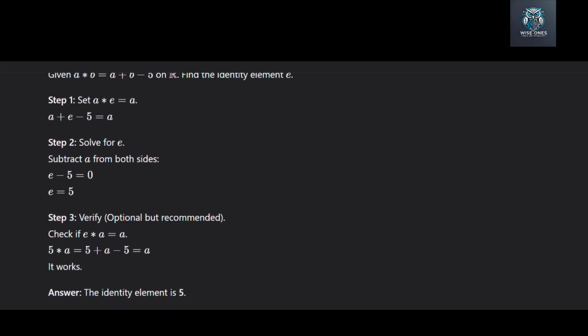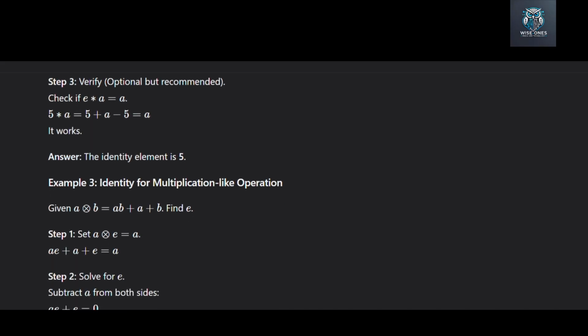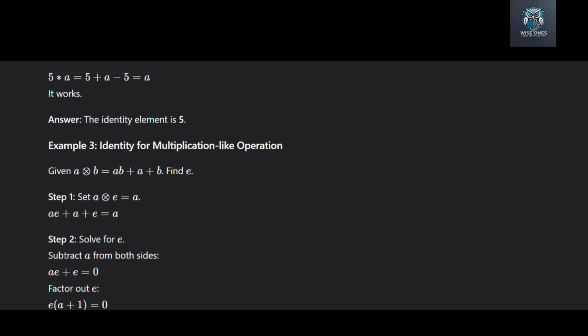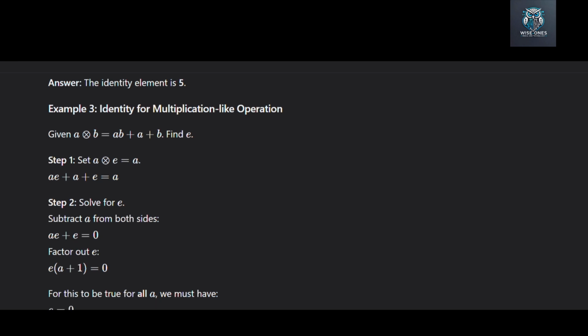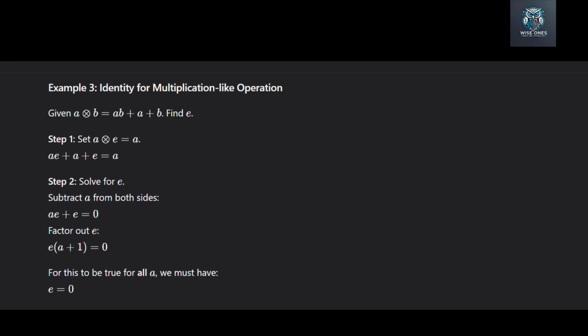Let us try example 3. Identity for a multiplication-like operation. Given a circle-cross b equals a times b plus a plus b, find e. Here, the symbol is a circle with a cross inside. Step 1. Set a circle-cross e equals a. Using the rule, this becomes a times e plus a plus e equals a.